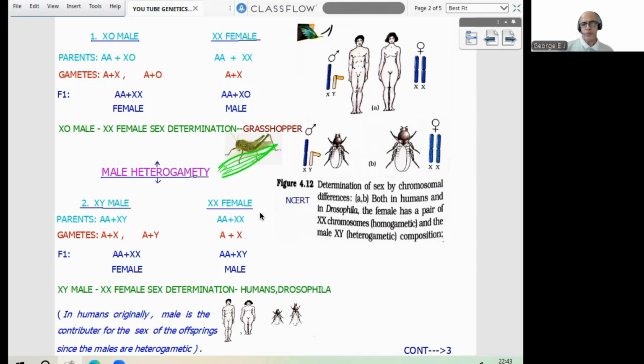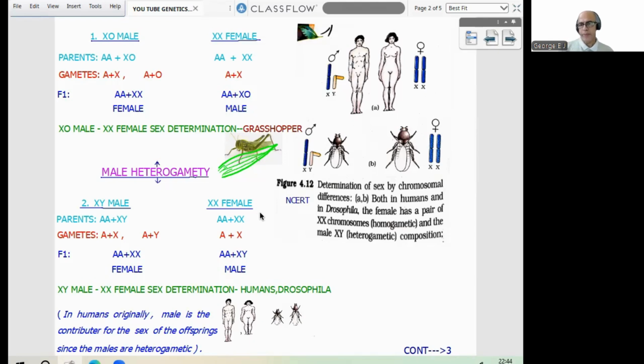Since we occupy the apex of the animal kingdom, in humans, originally, male or female determines the sex. No doubt, it is the male. So the male determines the sex of the offspring because males are XY.